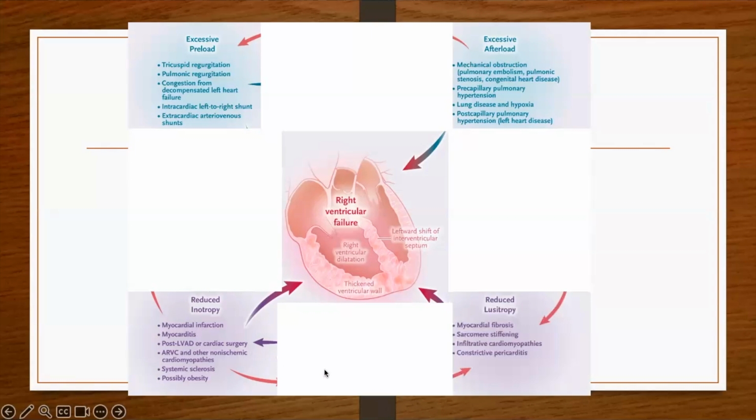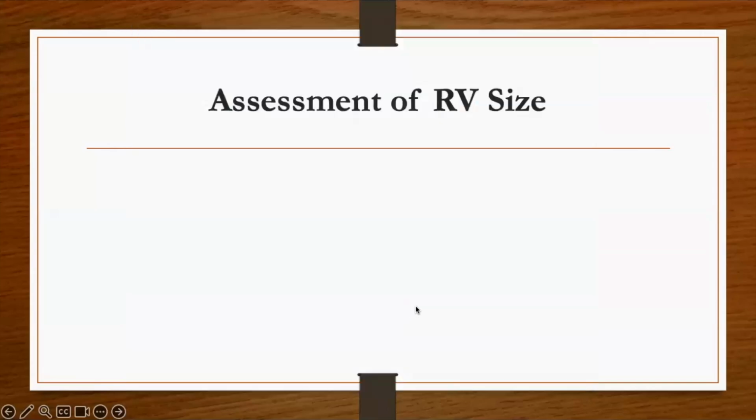And then the last one, not to forget, is reduced lusitropy or a decreased relaxation of the RV that can occur in case of myocardial fibrosis, constrictive pericarditis, for example. So just with that basic understanding of the anatomy, we'll get into the different ways of assessing the RV size.